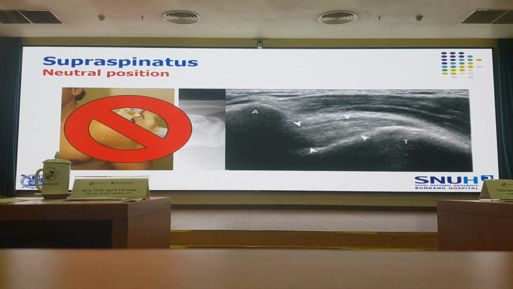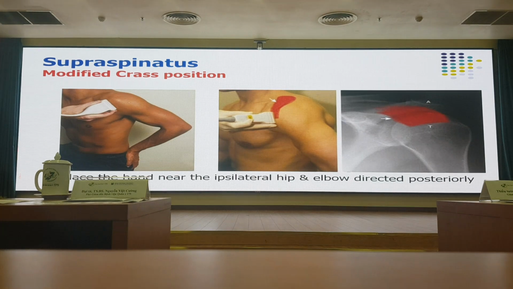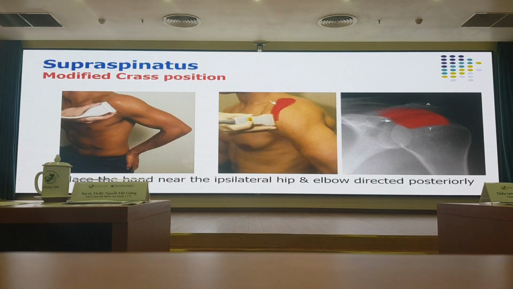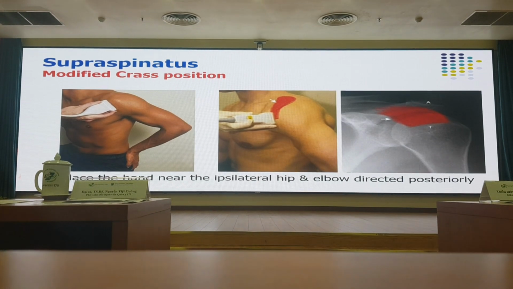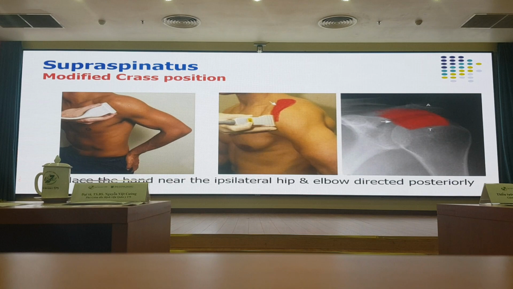To evaluate the supraspinatus, I always have to help the patient. Place your hand near the ipsilateral hip and the elbow directed posteriorly. In this position, the supraspinatus is rotated more anteriorly, and you can see a wider field of view of the supraspinatus.